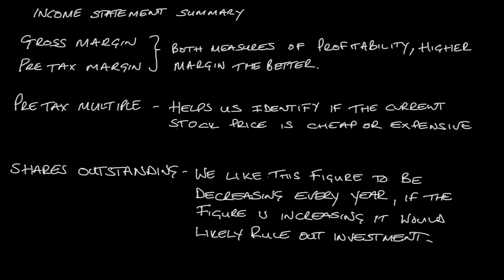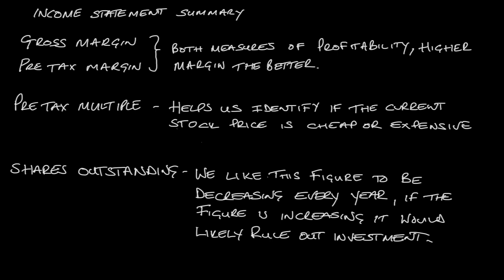To summarize our analysis of the income statement, we first worked out the gross margin, which is the percentage of a company's revenue that's retained after direct expenses, such as labor and materials, have been subtracted. Then we worked out the pre-tax margin. These are both measures of profitability, so the higher the figure, the better.